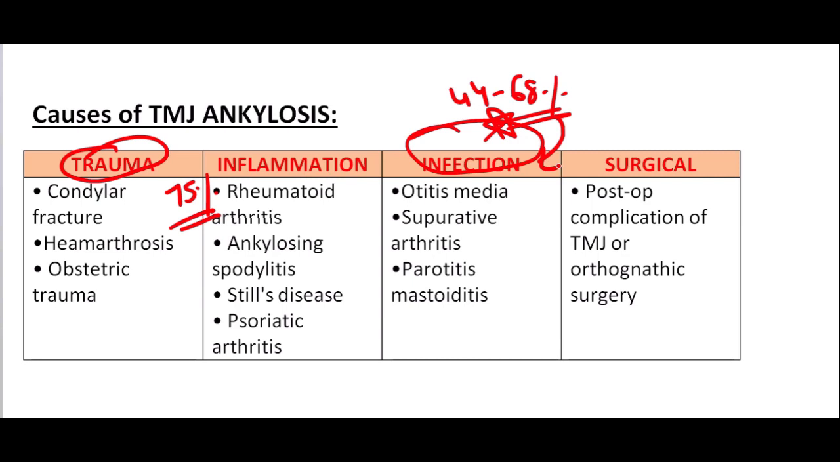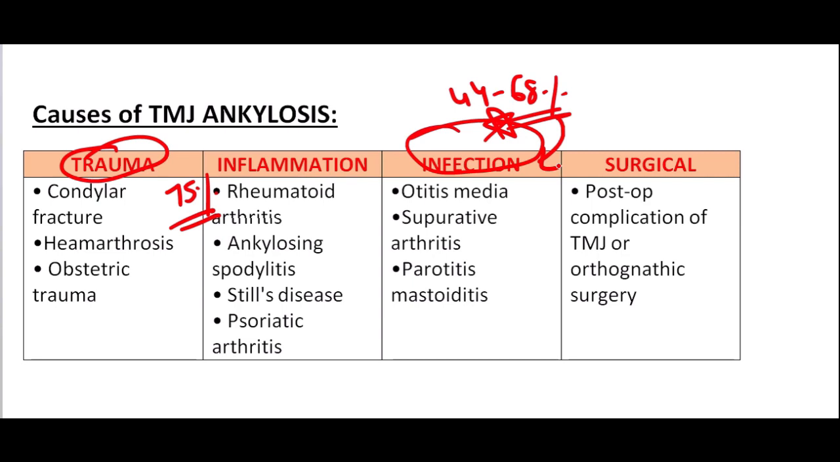Infection can arise secondarily due to the septicemia resulting from conditions such as osteomyelitis, that is infection of bone and bone marrow. Other systemic infections like septic sore mouth, scarlet fever, tuberculosis, meningitis, and similar illnesses can lead to joint infection affecting the TMJ joint.